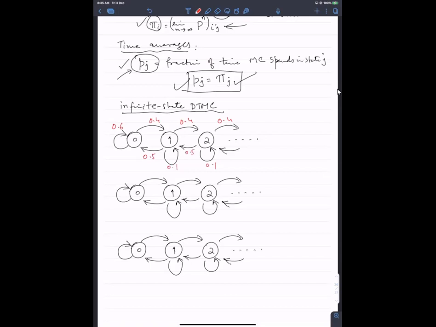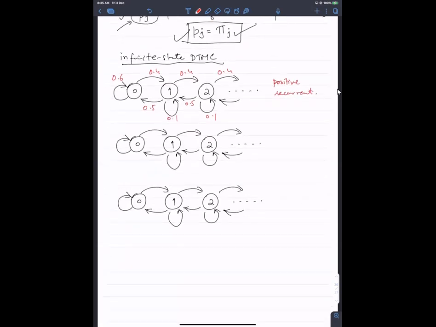Okay. Now you see the size of the queue increases with lower probability than the size of the queue which decreases with a higher probability. This kind of an infinite state DTMC is called positive recurrent. इसको positive recurrent बोलते हैं.